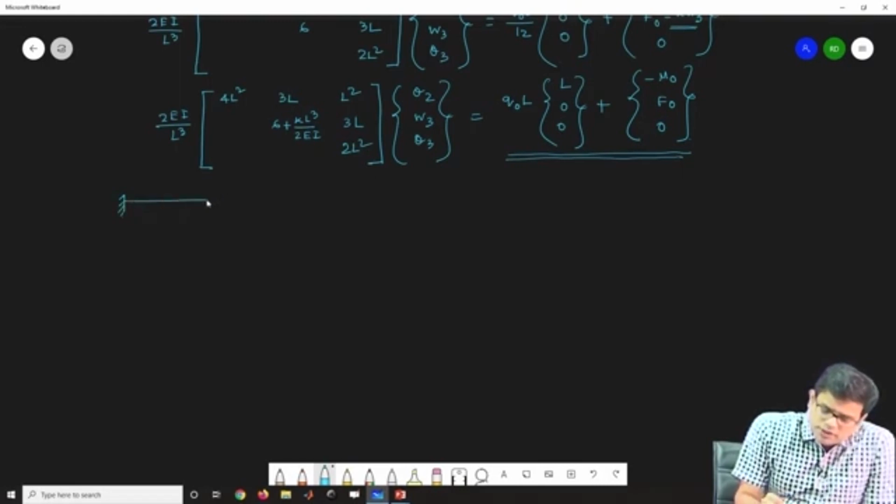So now suppose this is my original beam. Suppose I want to calculate it somewhere here, say the midpoint here.